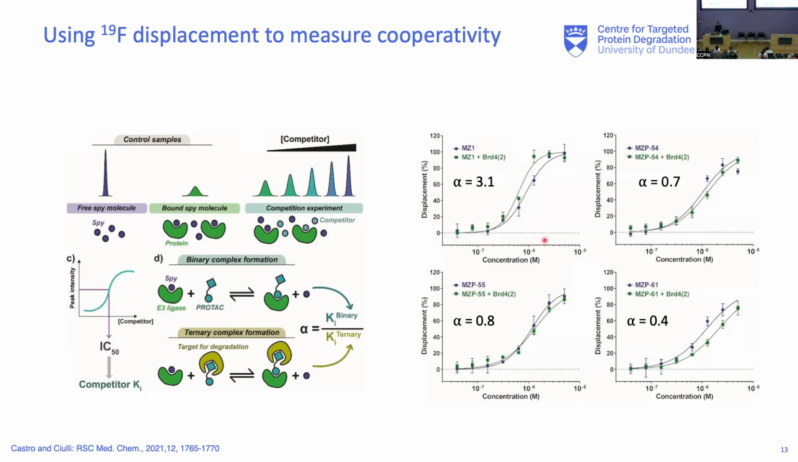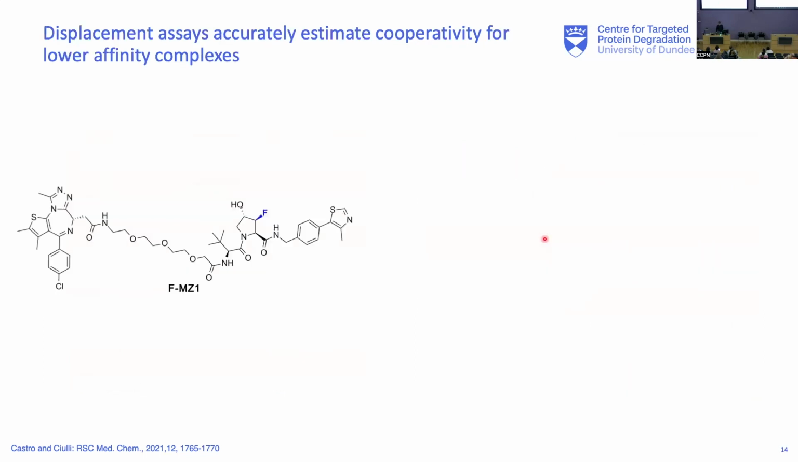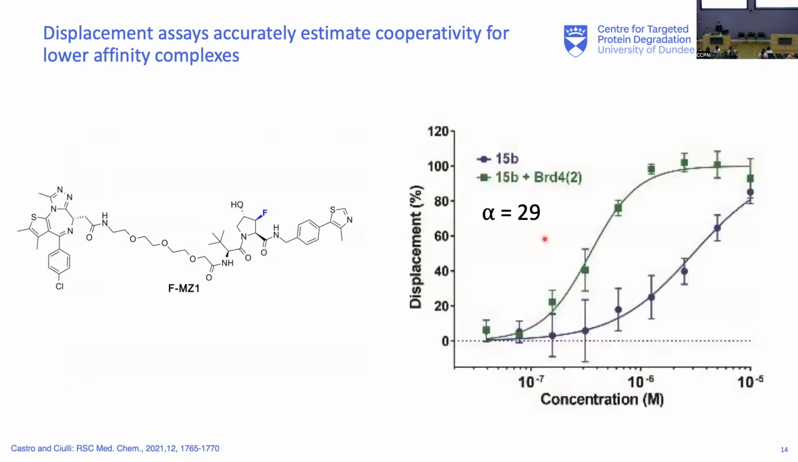And that is probably because we're really running into the tight binding limits for these assays. They really can't reliably quantify KDs that are lower than about half the protein concentration, and that translates to about 500 nanomolar in these assays. So for very strong binders, these assays are quite limited. They do, however, work quite well for weaker binders. For example, with this fluorinated version of MZ1 that has about 10 times reduced binding, we can reliably observe cooperativity for those.